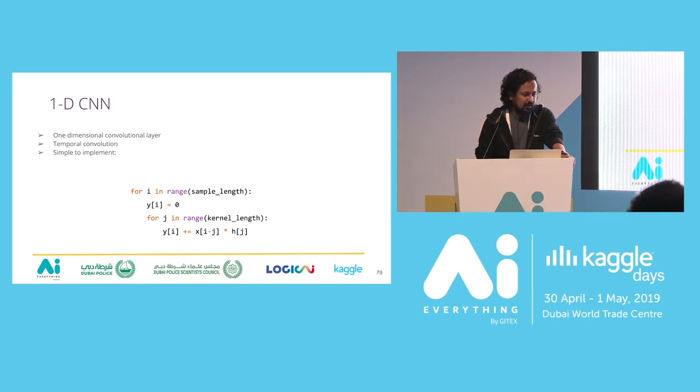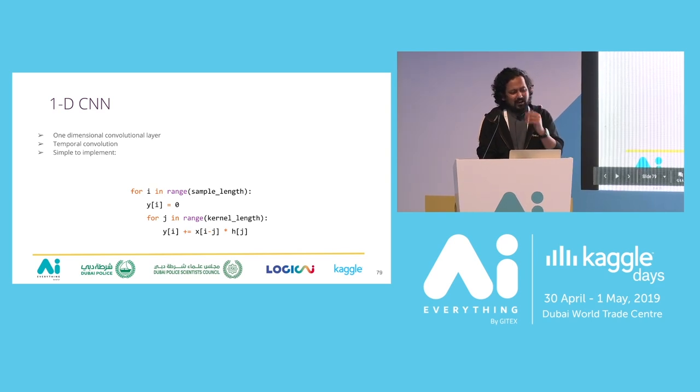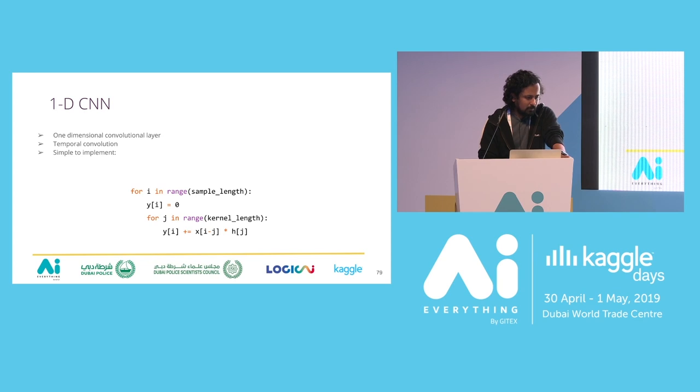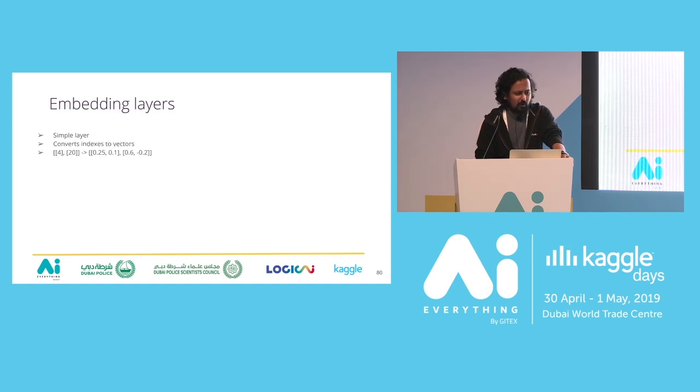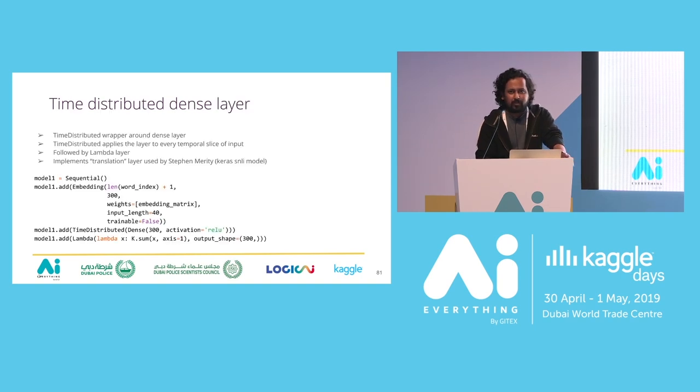So like this, here X is the input signal, H is the kernel, Y is the output. Sample length is the length of the sample. And then we have the embedding layers, which we have already seen. It converts the indexes to vectors. And then the time distributed layer. I use a time distributed wrapper around dense layers, and it applies to every temporal slice of the input. Along with that, I use a lambda layer to make it more similar to the SNLI model by Bowman. So this was the basic implementation.